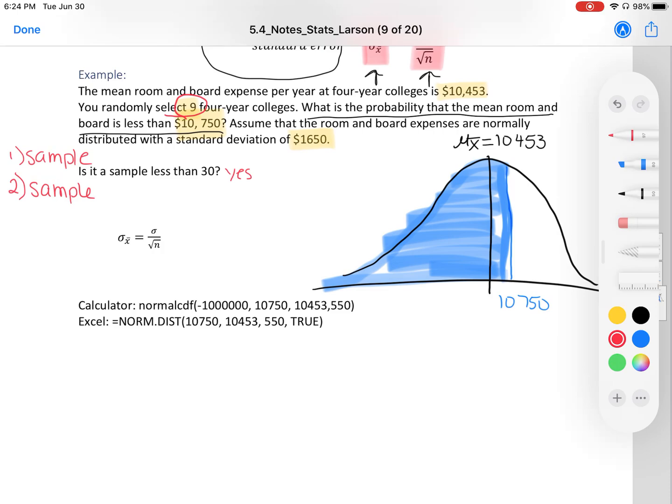So is your sample less than 30? Yes. So we have to go ahead and use our new formula, which is your standard deviation divided by the square root of your sample size. We were told that our standard deviation is 1,650. So we have 1,650 divided by the square root of our sample size. We were told we have a sample size of 9. Let's punch this in our calculator. So we have 1,650 divided by the square root of 9, and we get 550. So that is our new standard deviation. Sigma x bar is equal to 550.